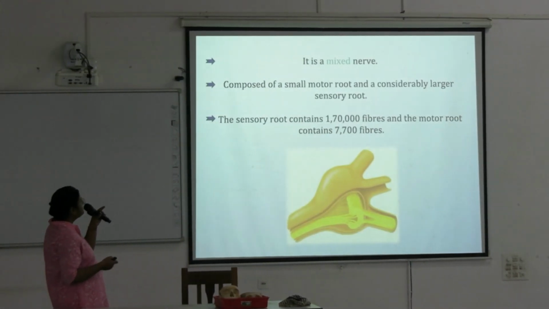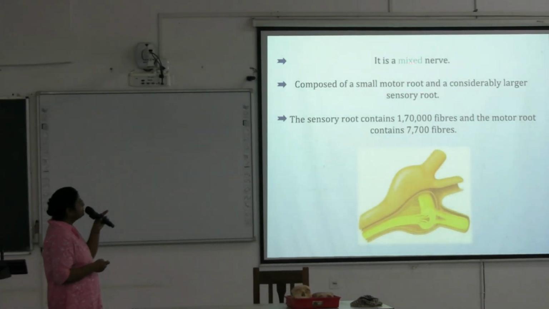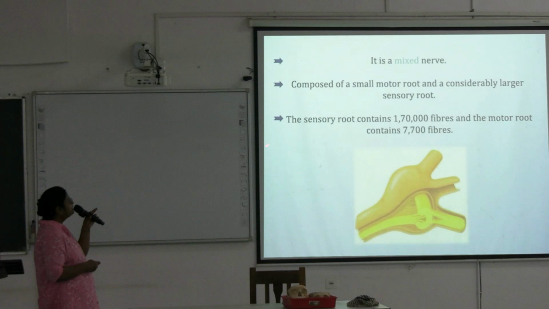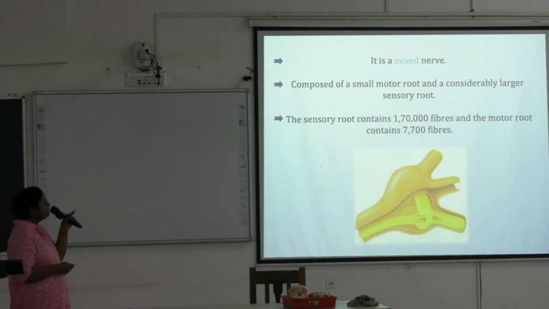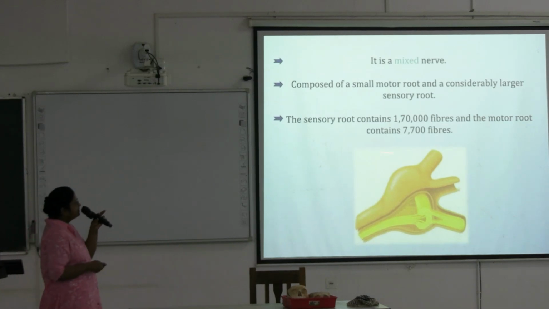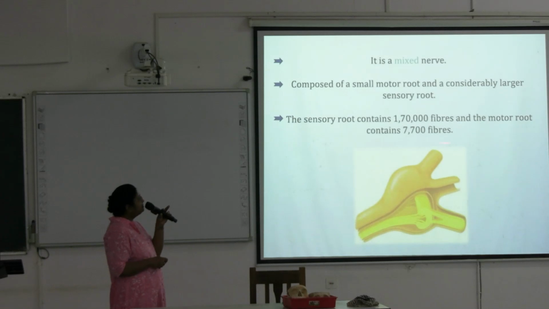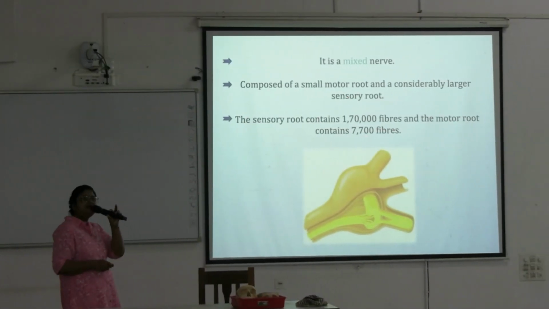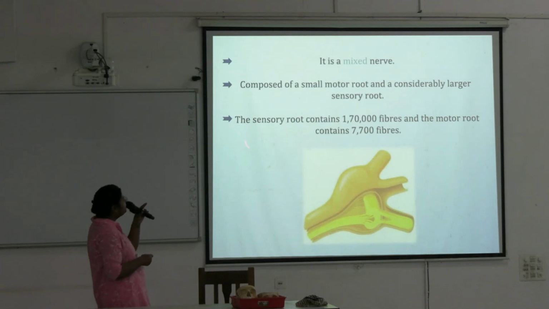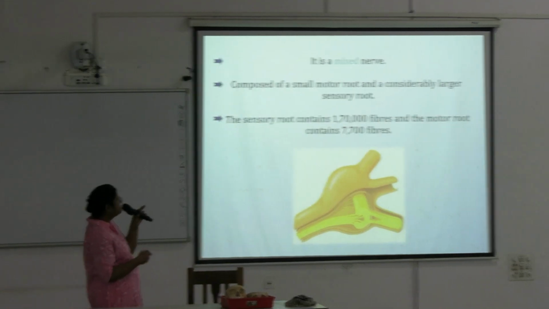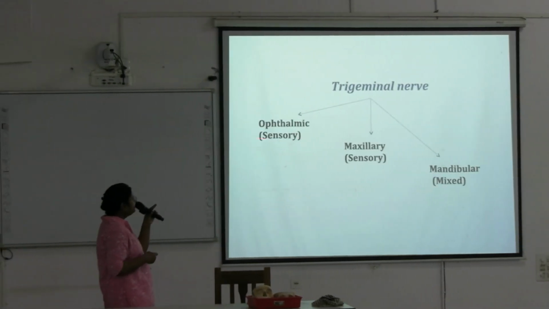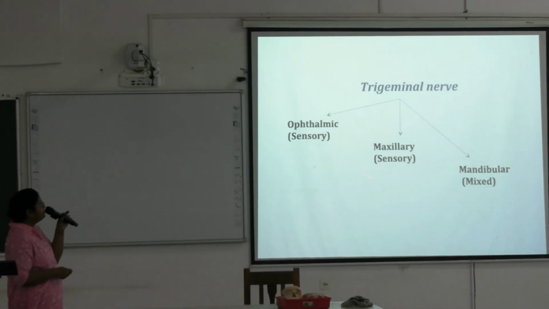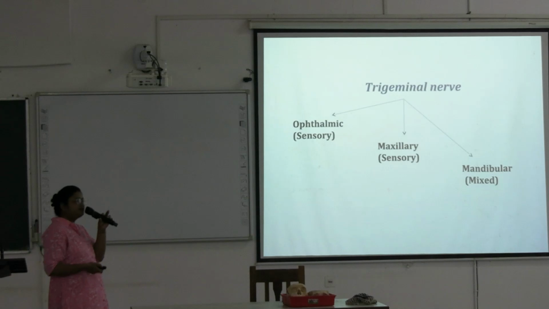Next. It is a mixed nerve composed of a small motor root and a considerably large sensory root. And the sensory root contains about 1,70,000 fibers and the motor root contains about 7,700 fibers. So the motor root is smaller, you remember this. Next. These are the three divisions, ophthalmic, maxillary, mandibular. These two are sensory, mandibular is mixed.